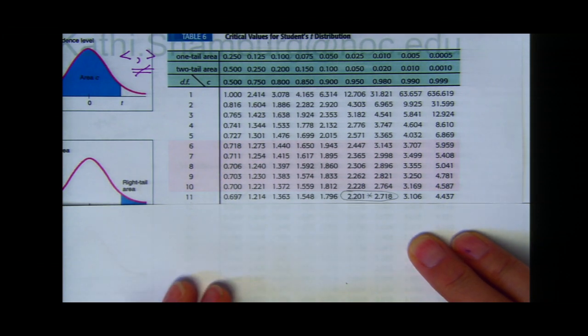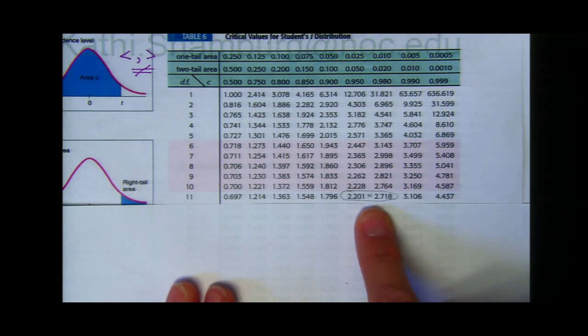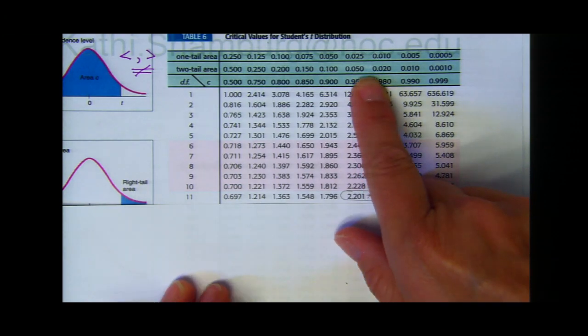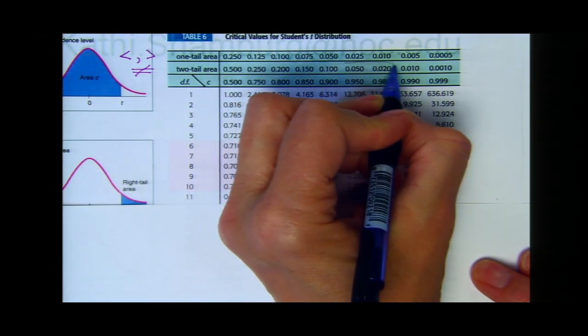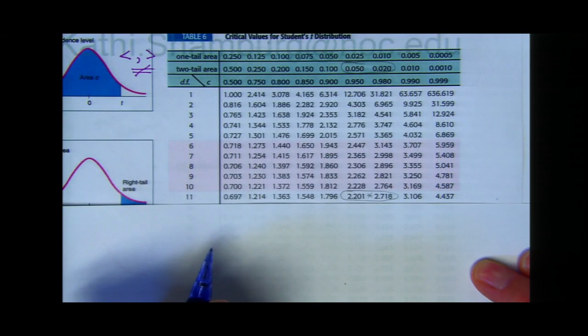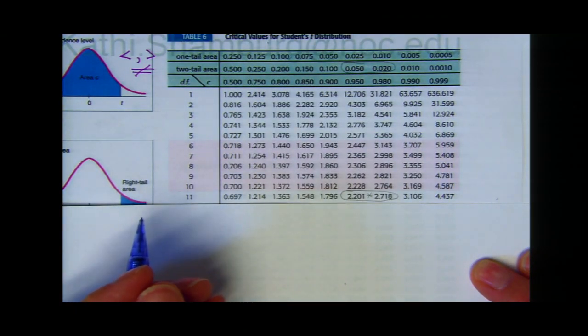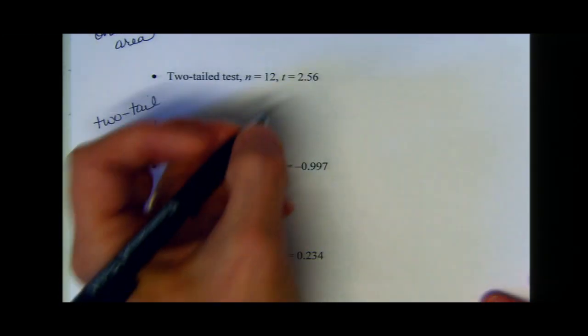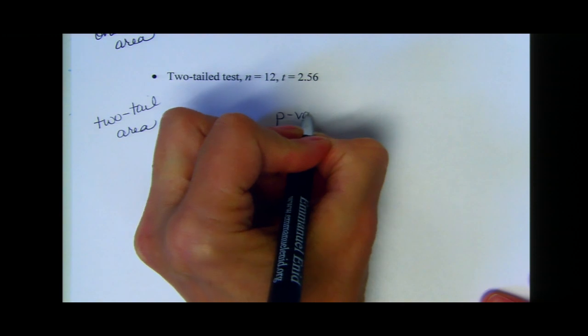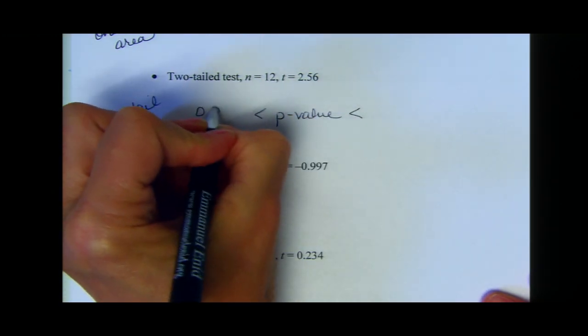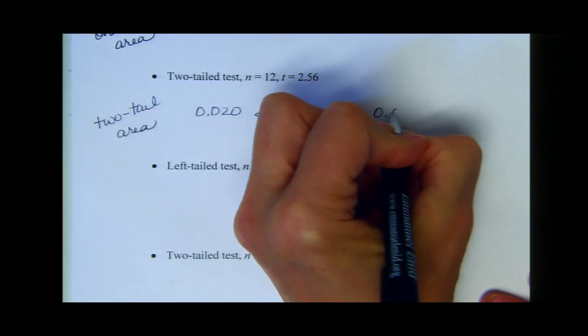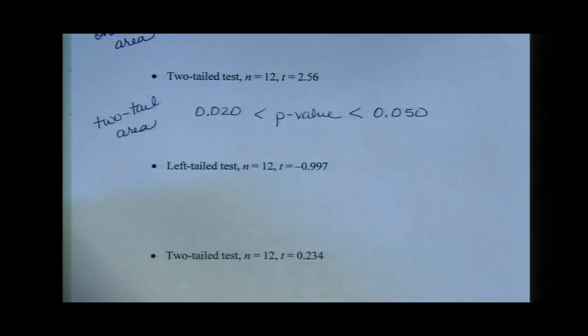Now, this was a two-tailed test, so be careful when I come up here, I need to be looking at the two-tail area. So the p-value would fall between the 0.05 and the 0.02. And again, 0.02 is smaller. So my p-value falls between 0.020 and 0.050.